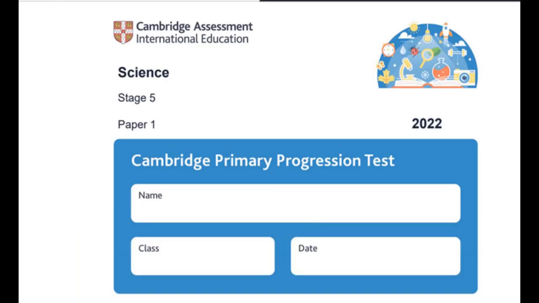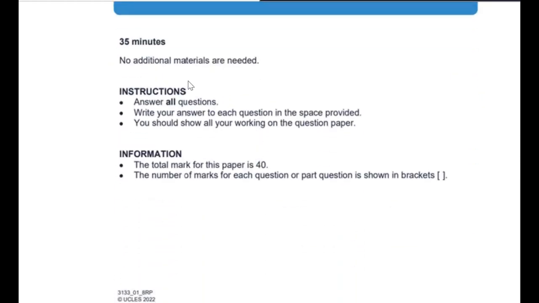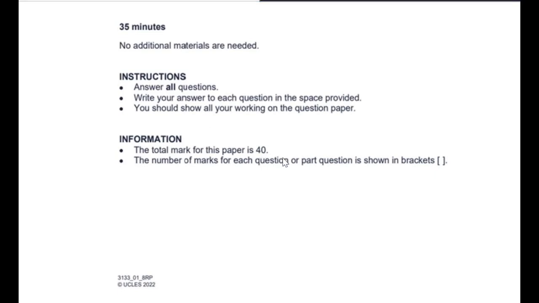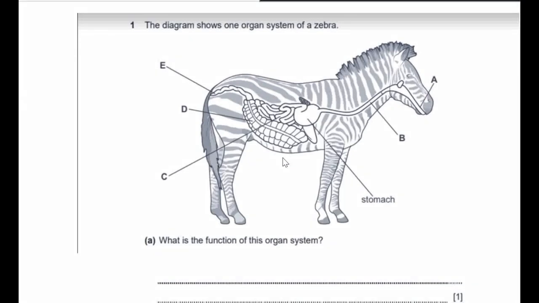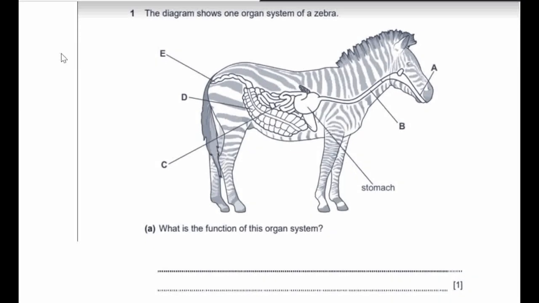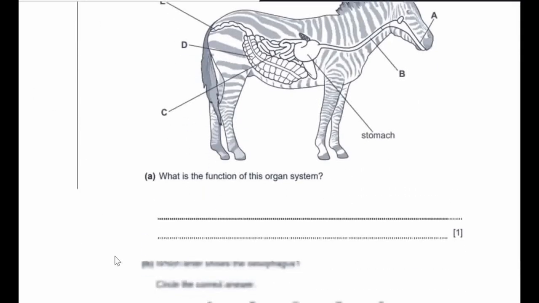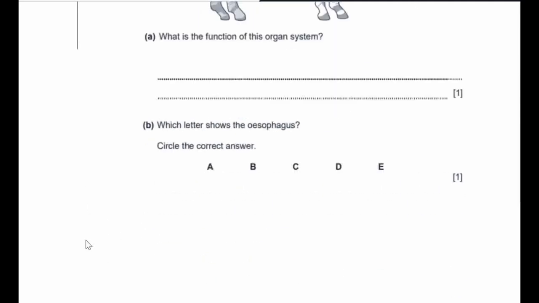It is the full screen of the Science past paper, stage 5, paper 1, year 2022. If you like to take a screenshot, you may do so. This is a 35 minutes paper. Total mark is 40. And this is the first question, 1A and 1B.